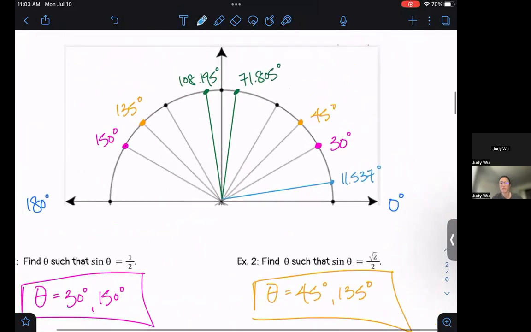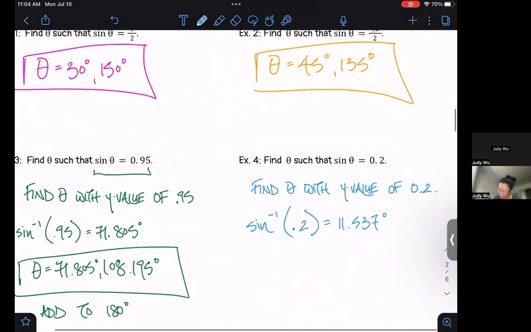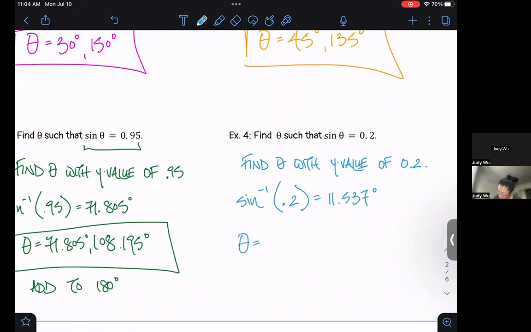degrees. So where is the other angle that also has that same y value? Well, it's simply going to be the reflection on the other side, right? And how do we find this angle? We do 180 minus 11.537, and we get 168.463 degrees. So I'm going to go back down here and say that my theta can be 11.537 degrees or 168.463 degrees. Okay.